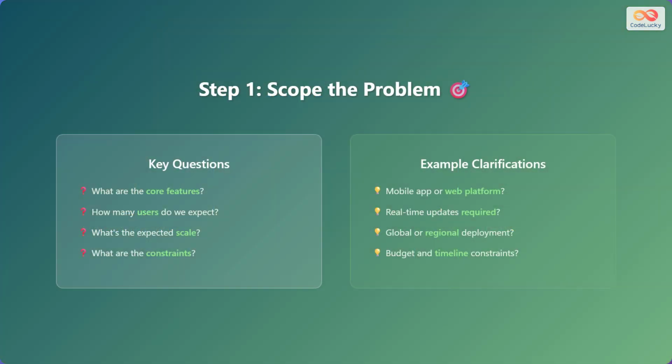The first step in the System Design Lifecycle Framework is to scope the problem. This involves clarifying requirements and defining boundaries. Key questions include: what are the core features? How many users do we expect? What's the expected scale? What are the constraints? Examples of clarifications include: is it a mobile app or a web platform? Are real-time updates required? Global or regional deployment? What are the budget and timeline constraints?